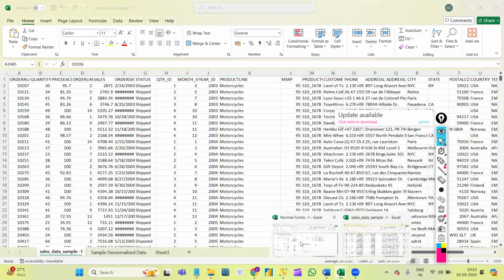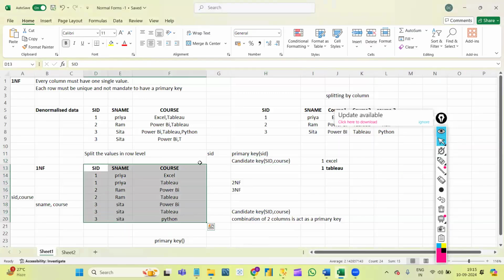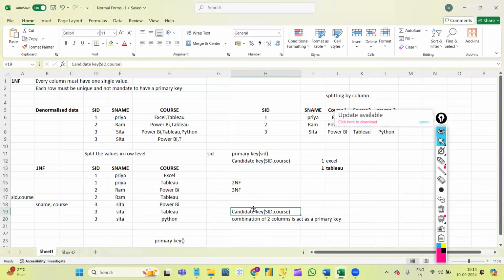At that time, you can understand. For now, I hope you have some idea what first normal form is, correct? And you got some idea about candidate key. I said first, our data will be in the denormalized form. We need to convert the denormalized form into 1NF, then 2NF, then 3NF.